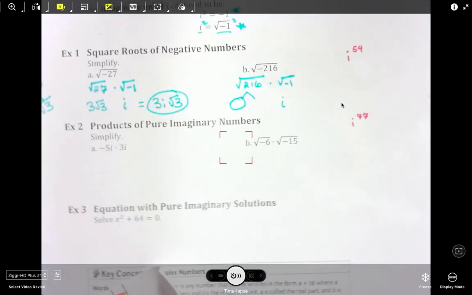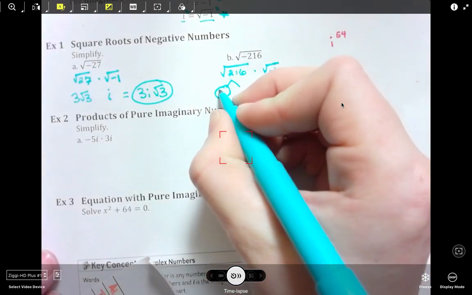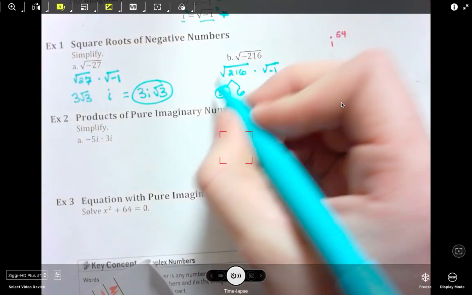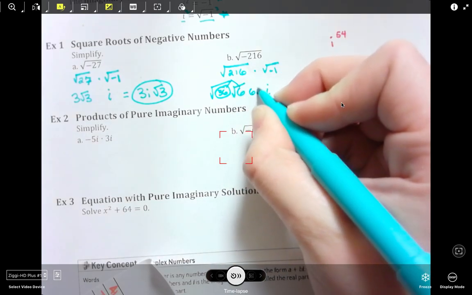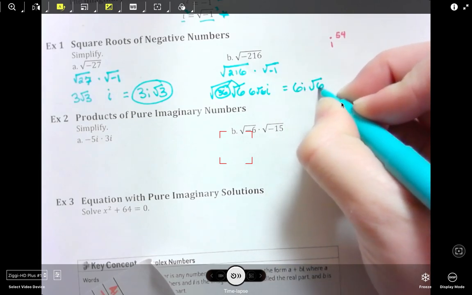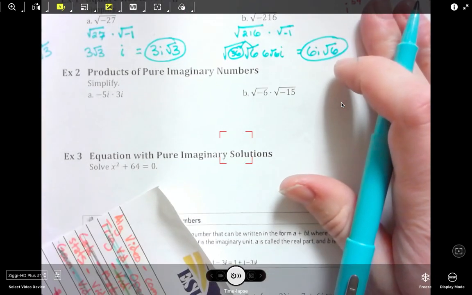Let's see, 216. I've got to think. Let's do 36 is a big number. 36 and 6, I think, works. So the square root of 36 is 6. The square root of 6 just stays on the inside. So I have 6 square roots of 6 times i, or 6i square root of 6. I always put that i in the center there. Okay? So there is that.